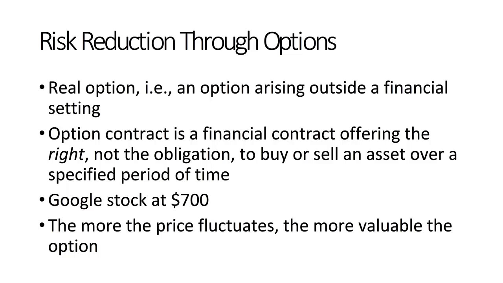Our simple example offers an example of a real option, that is, an option arising outside a financial setting. An option contract is a financial contract offering the right, not the obligation, to buy or sell an asset over a specified period of time. For example, you might purchase the option to buy a share of Google stock at $700. How much you might pay for that option depends on the uncertainty and the attributes of the option. If Google stock always sells for $700, the option is worth less than if its price fluctuates. The more it fluctuates, the more valuable the option. If Google price rises over $1,000, the option is quite valuable.